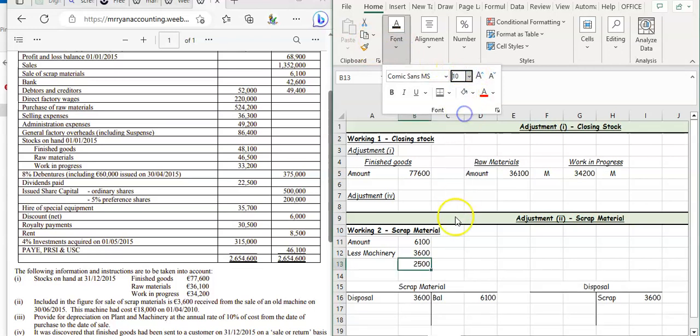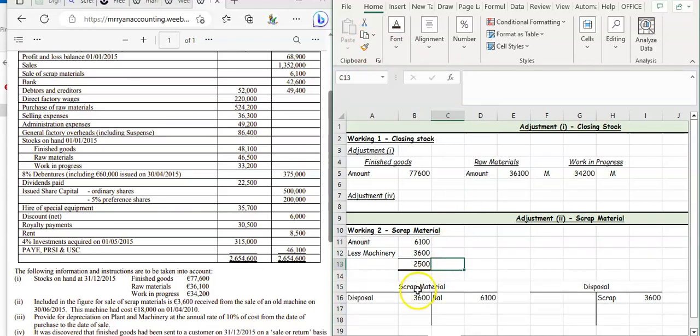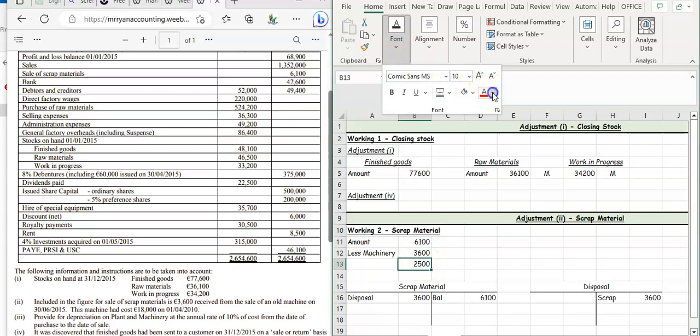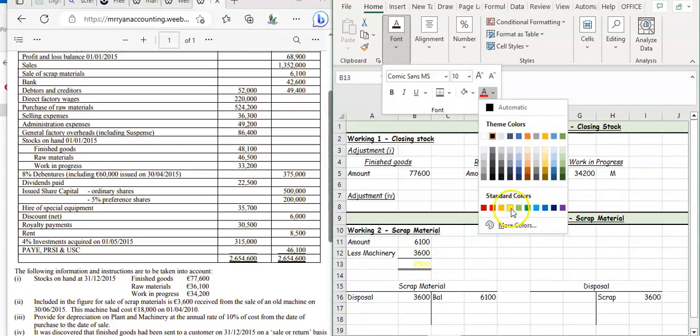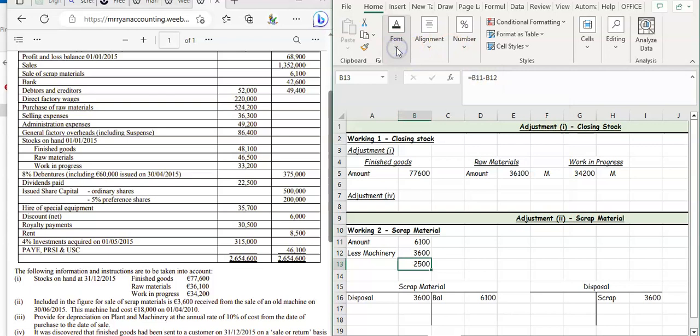You can also do double entry. Your sale of scrap, so the balance is 6,100 because it's on the credit side. We're reducing our scrap material, so we're going to debit our scrap material account of 3,600, and then we're going to credit our disposal account of 3,600, and we'll look at that as part of our next adjustment. But basically what we're doing is taking this 3,600 out of the scrap material. That 2,500 then becomes the new figure that's going to be used in your manufacturing account for scrap material. And that's the second working done for Ryan Limited manufacturing accounts.